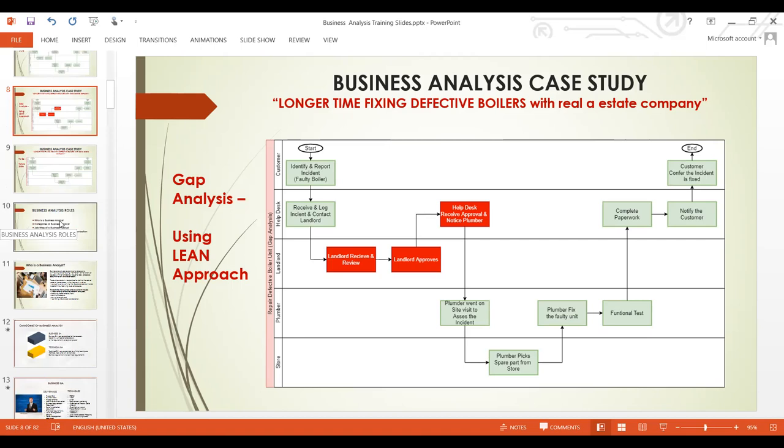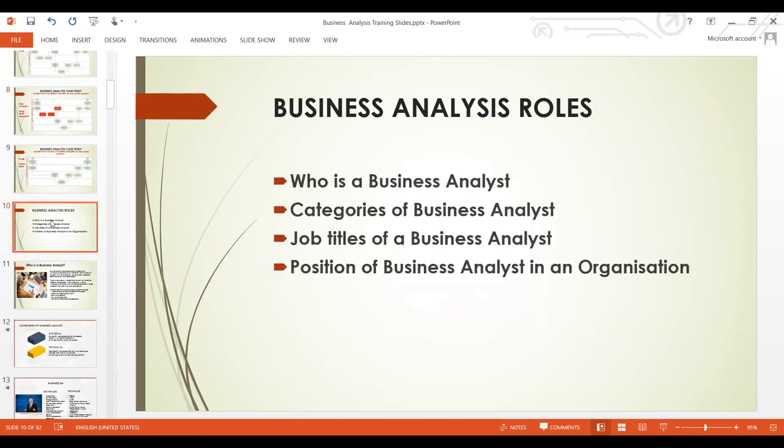Now we have painted a picture. We have seen how business analysis works in the real world. Say you've got a job and you're assigned as a business analyst to work in this company. If you use this approach, you've actually done something for the organization. You have saved them some days, and that's very fantastic. So now we have a picture of how it works. Now let's look at roles in business analysis.